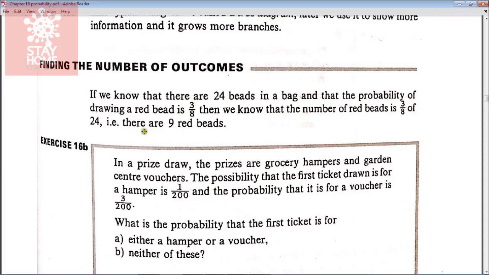How many beads will there be? 9 red beads. Because this 3 over 8 represents that out of every 8, 3 are red beads. So here, how many times does 8 go into 24? 3 times. So 3 multiplied by 3 equals 9 beads.